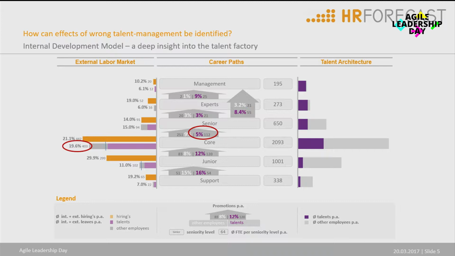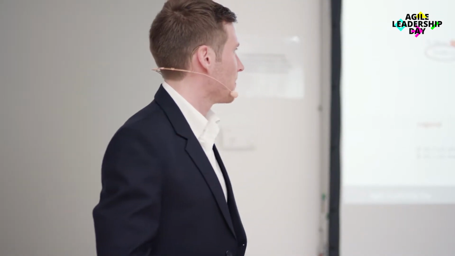So how are people being promoted? Here you see there is a distinction between different career levels. Here we have the entry level, the supporting jobs, and at the top the management. Here you see the interaction with the external labor market. People are coming in, are being recruited, people are leaving the company. And then here you see the composition, the architecture.